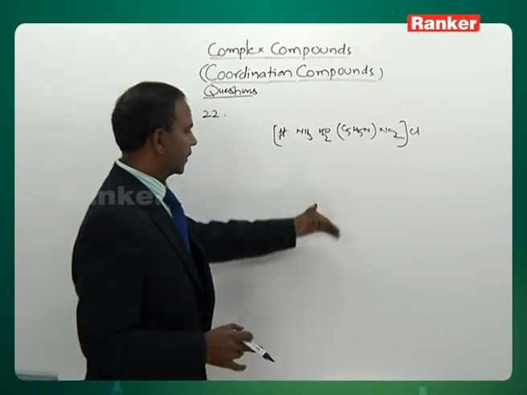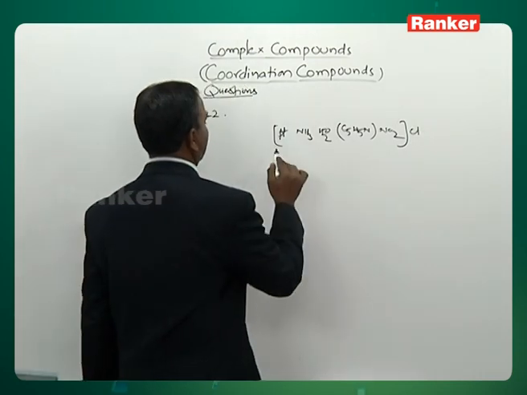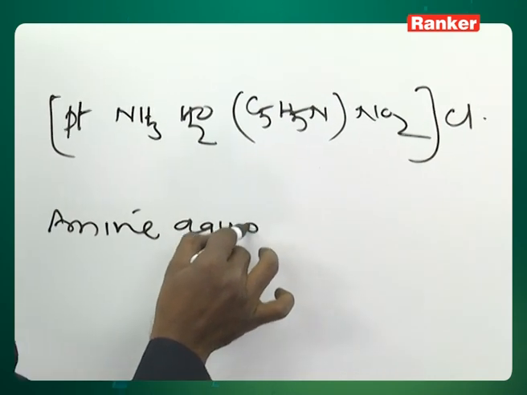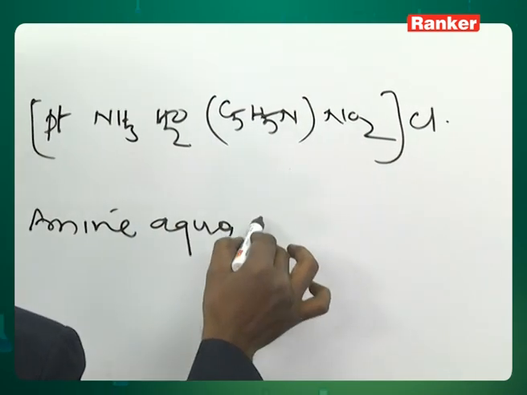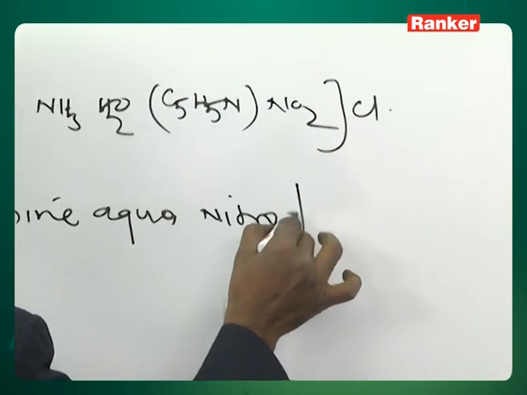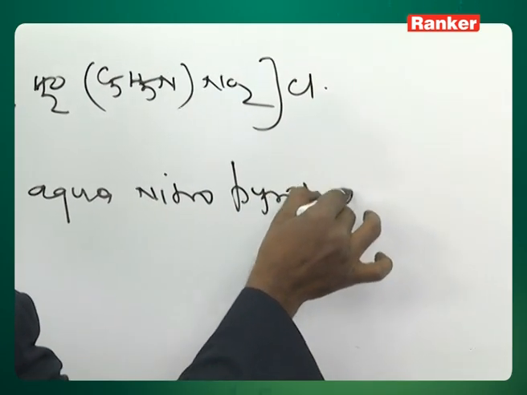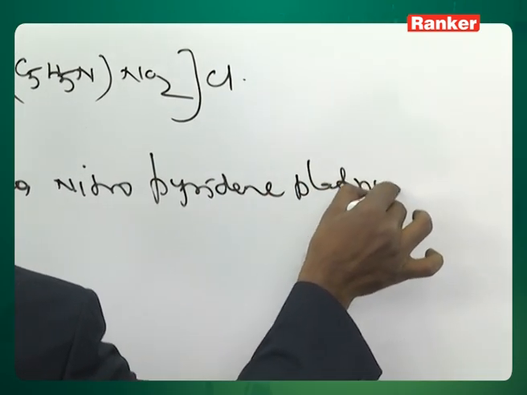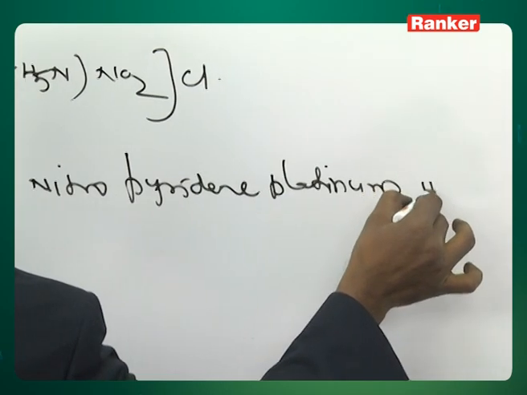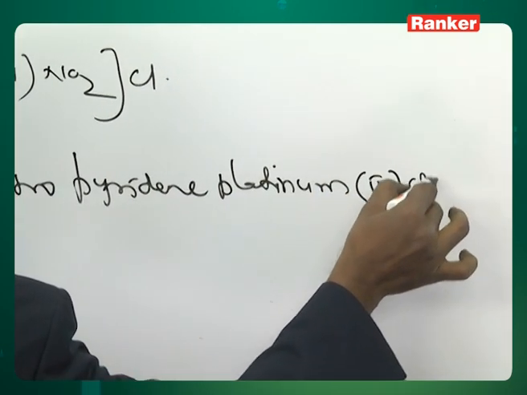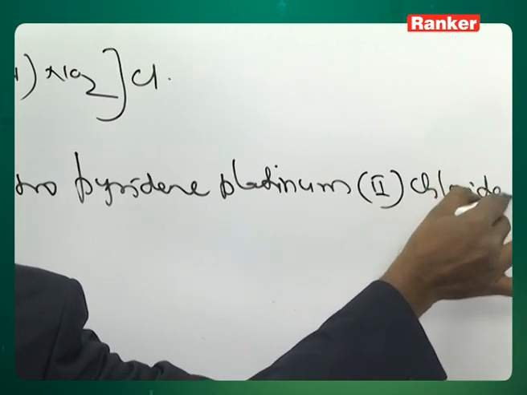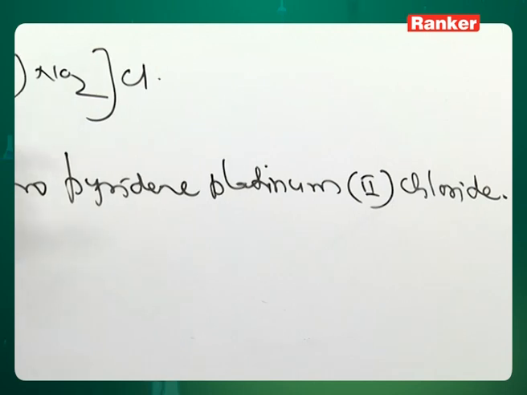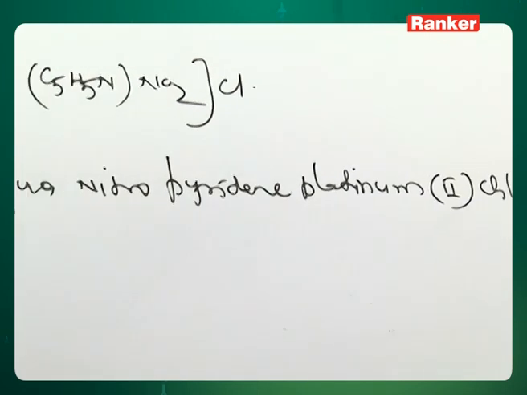Let us name the complex without looking at the options. Alphabetical order, let us take ammine, aqua, nitro, pyridine, platinum(II) chloride. Ammine, aqua, nitro, pyridine, platinum(II) chloride. This is the actual correct name of the complex.